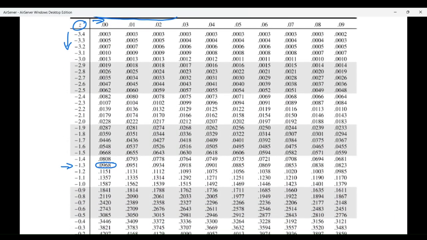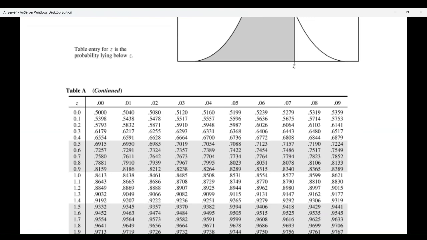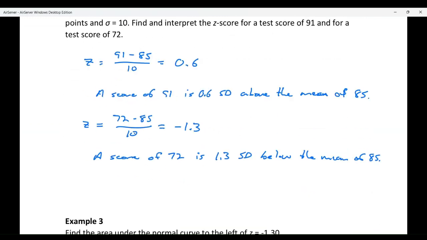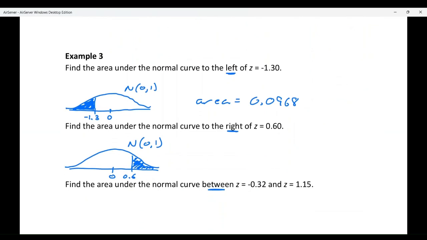And we are looking for a positive 0.6, which is right here, again, ending in 0.60. So we're going right to that first number. Now, that number is 0.7257. I'm going to go back up to the problem, and let's talk about what that is, 0.7257. So remember, that table always gives us values to the left. That value is all of this. This is 0.7257.